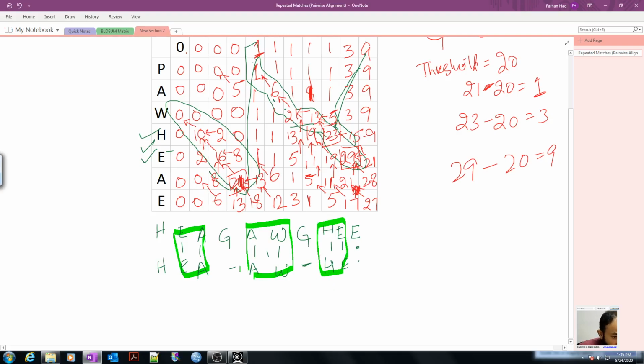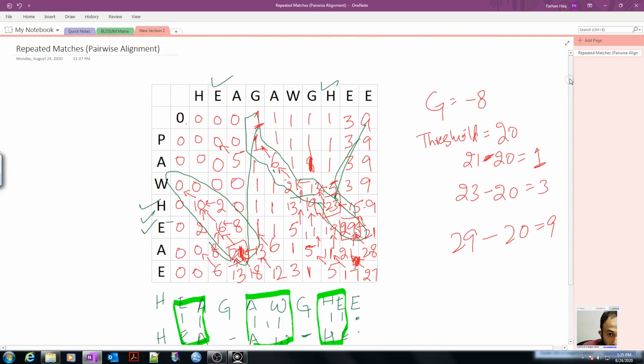So here, this algorithm will help you to find the repeated matches. But you know that in Smith-Waterman, they also try to identify the conserved sites, but using this you will try to identify the exactly common identical sites between the two sequences. So, this algorithm is known as repeated match algorithm or pairwise alignment, and I hope this will help you to learn about this algorithm.